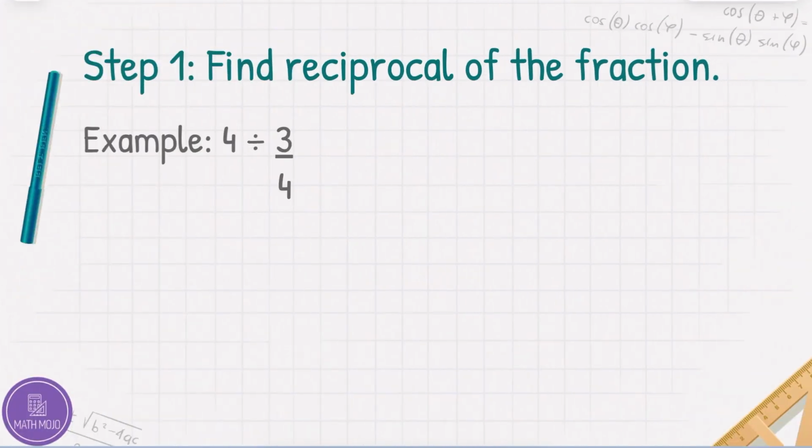So step 1, find the reciprocal of the fraction. For our first example, we have 4 divided by 3 over 4. This is our fraction right over here, and we need to find our reciprocal of that. The reciprocal of 3 over 4 is 4 over 3. So this is the fraction that we need.